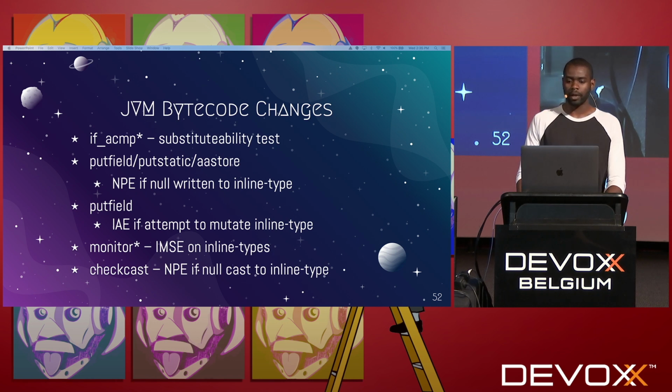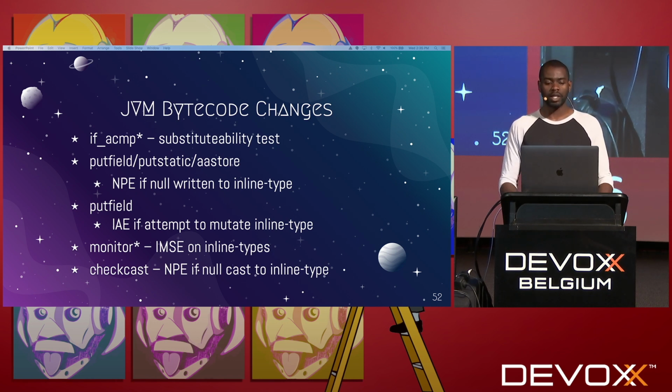So here are some of the other bytecode changes. These are existing bytecodes, but their behavior is different because of inline types. The if_acmp bytecodes are used for branching. Today these bytecodes simply do a reference comparison, because comparisons with references are based on identity. So if the references are the same, then they're the same. But with inline types, since there is no identity, you have to do a structural comparison. You actually have to check if each field is the same. So this is a big difference between references and inline types.